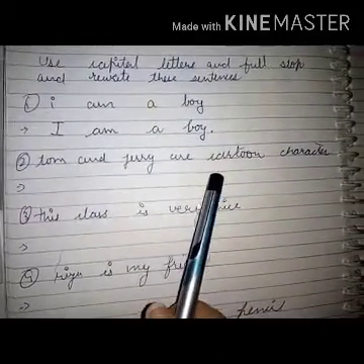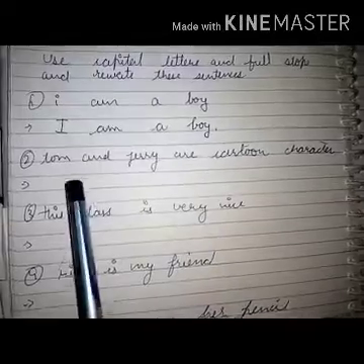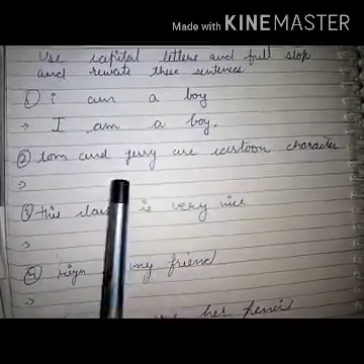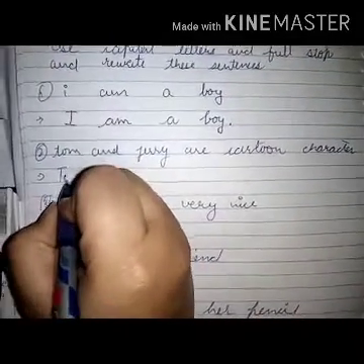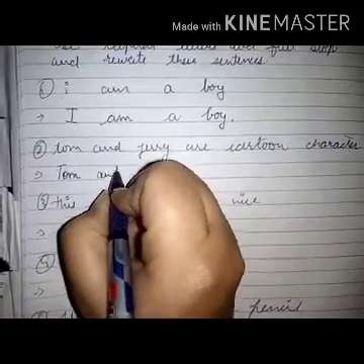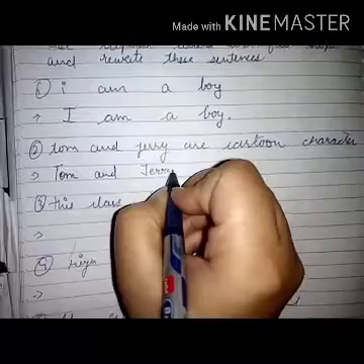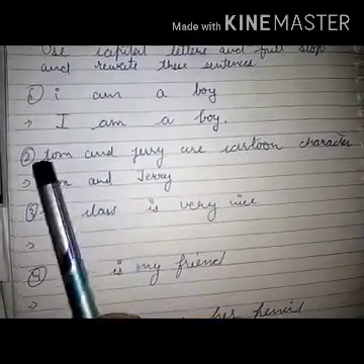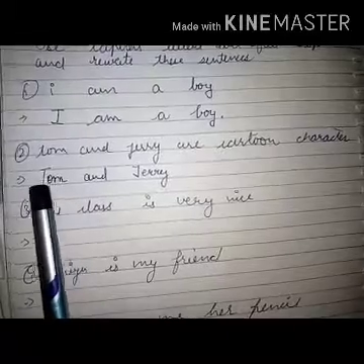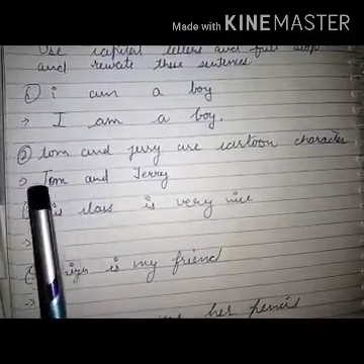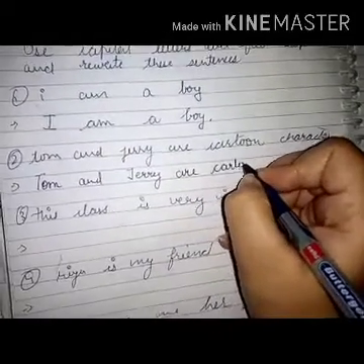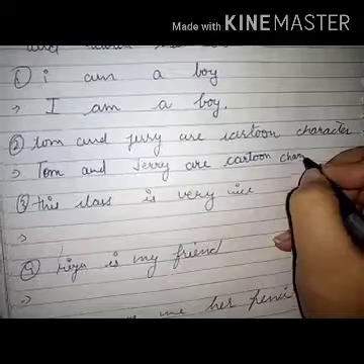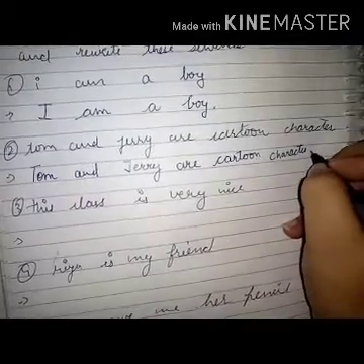Tom and Jerry are cartoon characters. Tom and Jerry are names. So we will write a capital T, Tom, and Jerry. J should be capital. Both are names of cartoons, so their first letters will be capital. Tom and Jerry are cartoon characters. And a full stop.